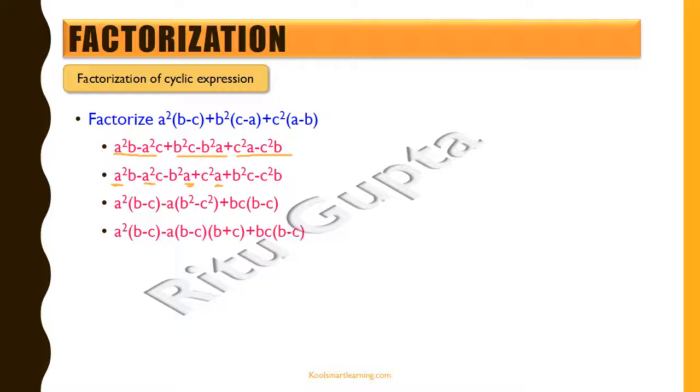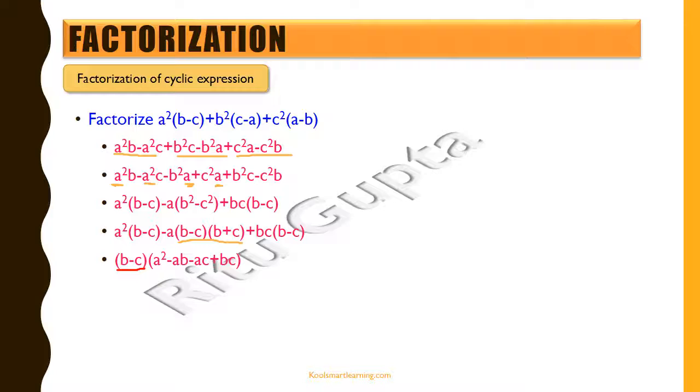Now, breaking down b square minus c square using the identity, we put it as a product of b minus c and b plus c. So as we see here, we can clearly see that in all the terms b minus c is the common factor.